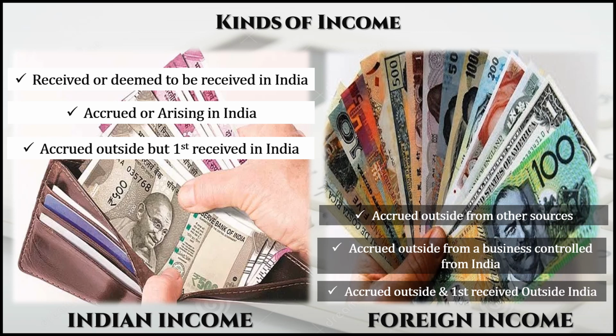Then you have accrued outside and first received outside India. So the job is done outside the country as well as the amount is received outside the country. We consider that as foreign income. So these are the two kinds of income for income tax purposes that you need to remember.